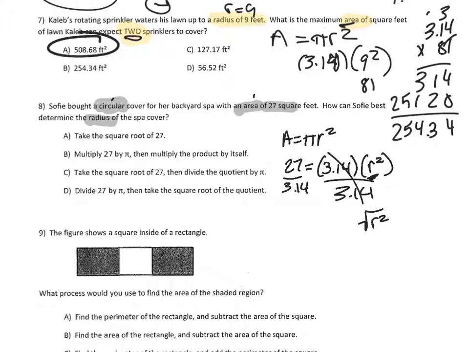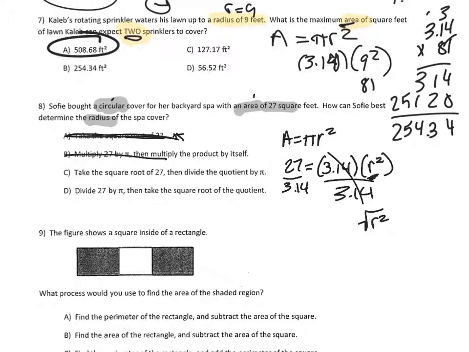So looking at your answer choices, A says take the square root of 27. No, because it doesn't include pi, and we need the pi. B, multiply 27 by pi. Well, we don't want to multiply, we're trying to divide. We're trying to get rid of everything except for r. So you don't want B.